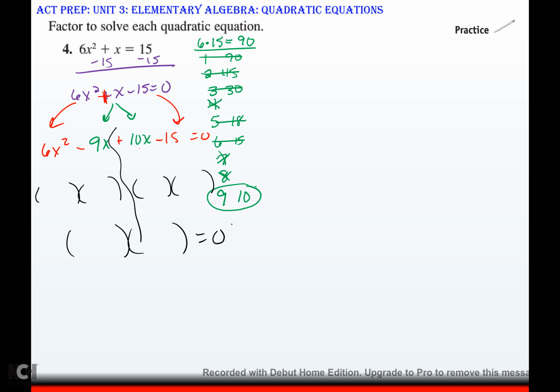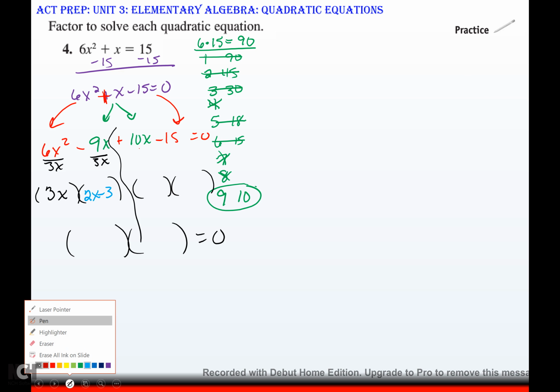Alright, over here, the biggest number that goes into both of them would be a 3, and 2 copies or 1 copy of x would be 1. To get what's left, I divide by 3x. That's going to give me, switch colors here, 6x squared divided by 3x would be 2x. Negative 9x divided by positive 3x would be negative 3.